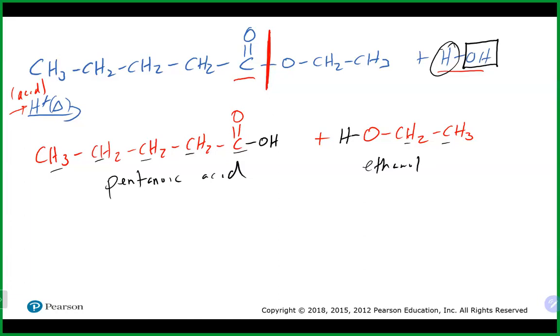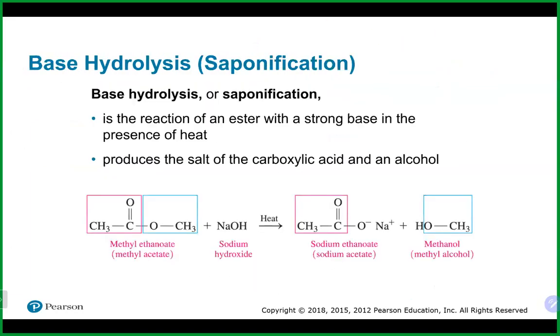Yeah. Other questions? Okay. So this is the acid hydrolysis of an ester. Again, you do get back, like I said, both of those things, the carboxylic acid and the alcohol. Let's talk about the base hydrolysis, which is sometimes referred to as saponification. And in the base hydrolysis, we use a strong base, something like sodium hydroxide.